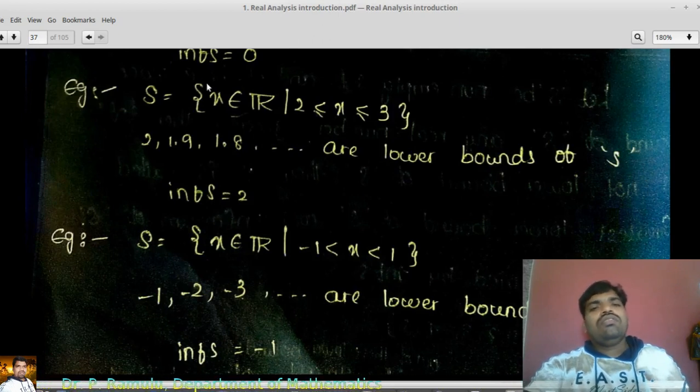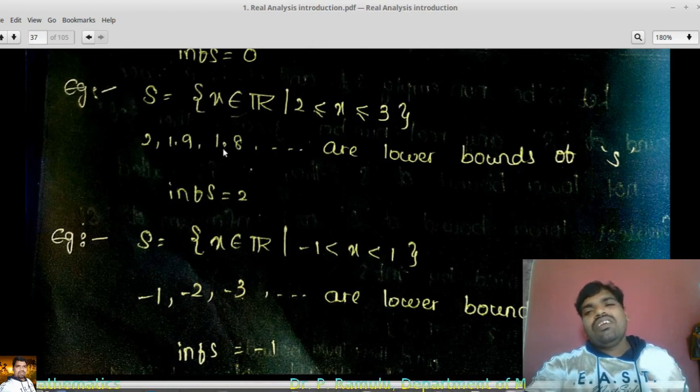S is equal to {x belongs to R such that 2 is less than or equal to x less than or equal to 3}. That means 2, 1.9, 1.8 are lower bounds of S. Infimum of S is equal to 2.